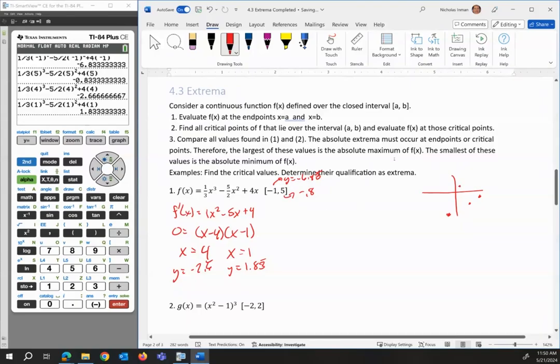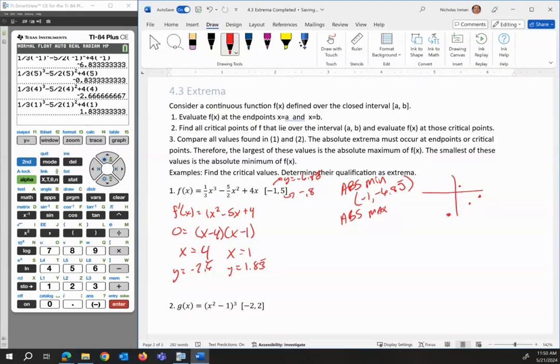All right, so compare all of these. We kind of know what's going to be what. The lowest of these four answers is our absolute minimum. Great, so we have the absolute min here. And the highest value was this one at x equals 1. Great, and we've got this.